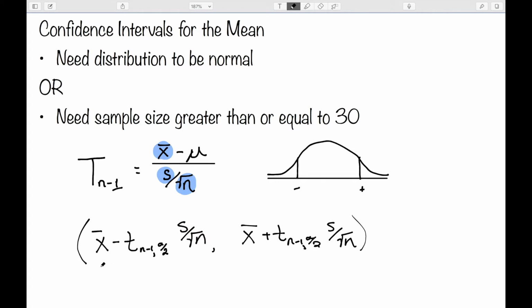So when we do this, we have x bar minus T_{n-1} of alpha over 2 times s over the square root of n, and then x bar plus T_{n-1} of alpha over 2 times s over the square root of n. And what this tells us is that the mean is going to be somewhere between these two values. So let's look at an example of computing this by hand.